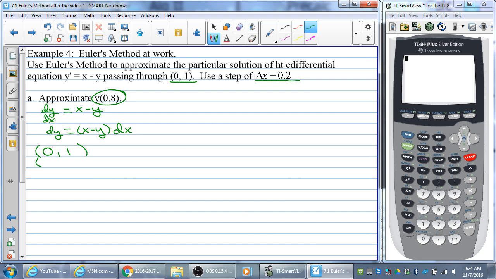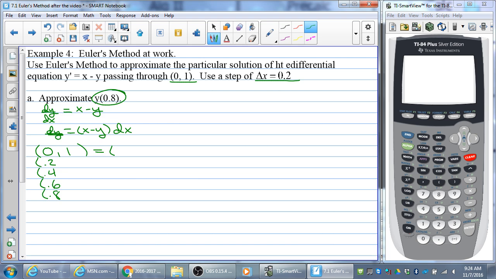We want y when x is 0.8, so we know what the x's are going to do. It's going to go 0.2, 0.4, 0.6, and finally we'll be able to approximate 0.8. Now this answer is not the exact value of y at 0.8. It's an approximation of what we would get if we plug 0.8 into the original function, not the derivative, but the original. So we know what dx is doing. Now, how is y changing from point to point?